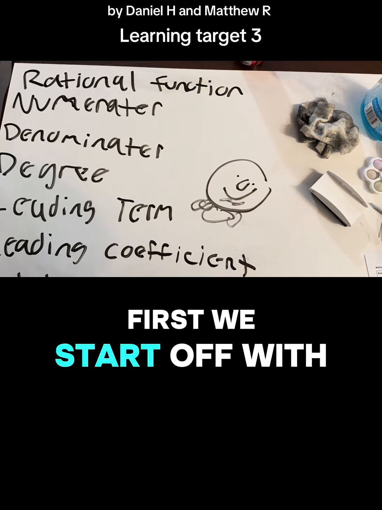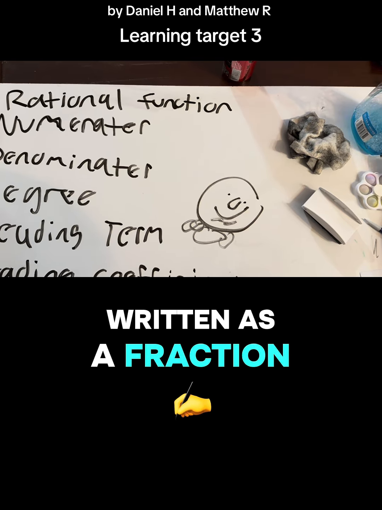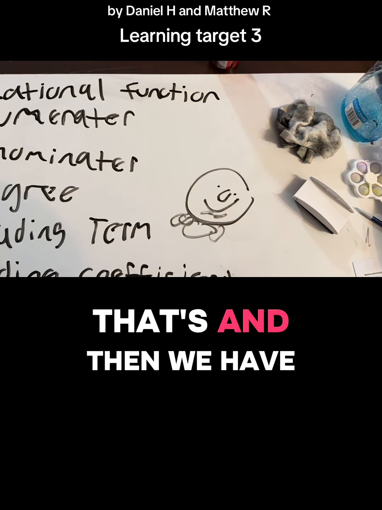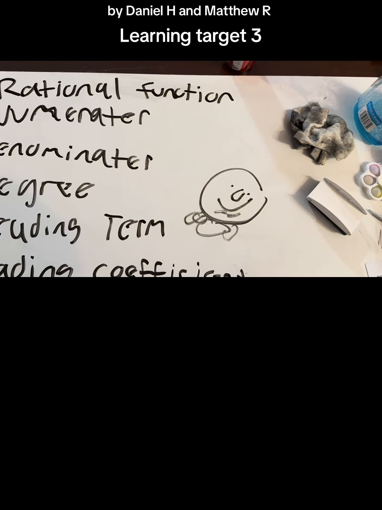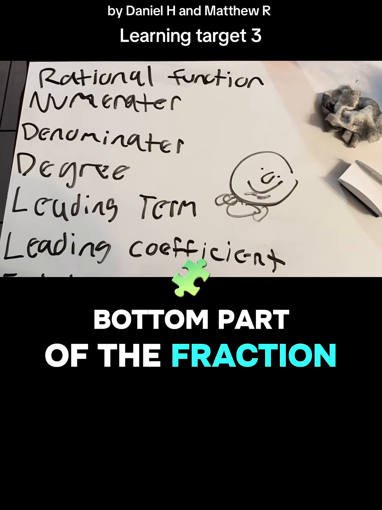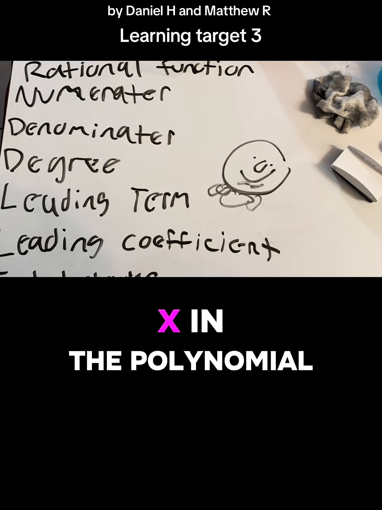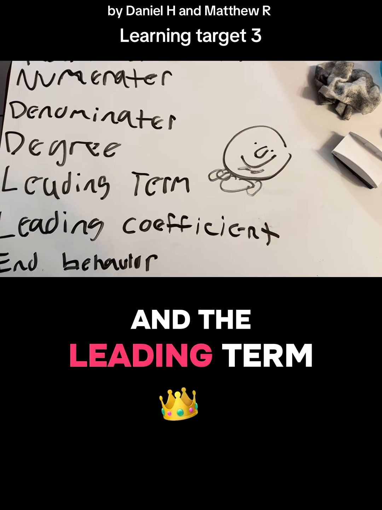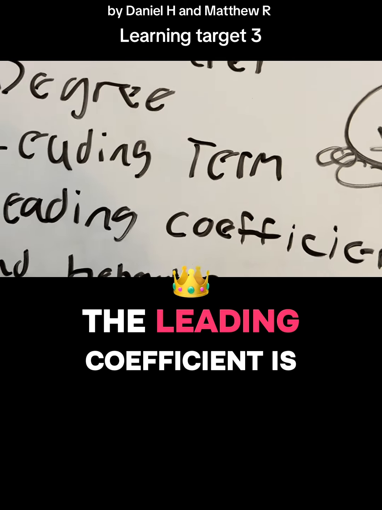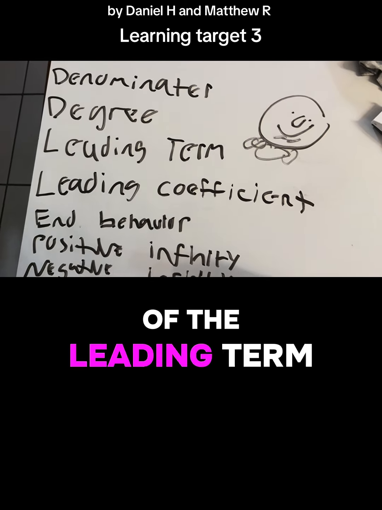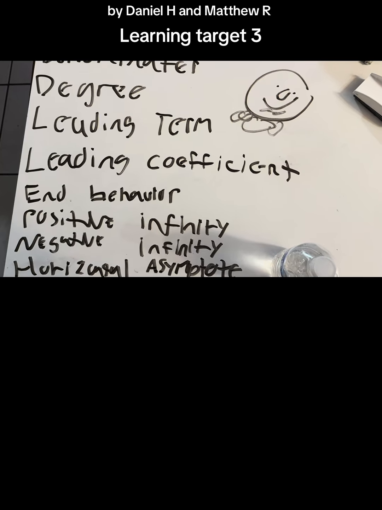First we'll start off with the rational function, which is a function written as a fraction with polynomials on top and the bottom. And then we have a numerator, which is the top part of the fraction. The denominator is the bottom part of the fraction. The degree is the biggest power of x in the polynomial. And the leading term is the term with the highest power of x. The leading coefficient is the number in front of the leading term. The end behavior is what the graph does on the far left and the far right.